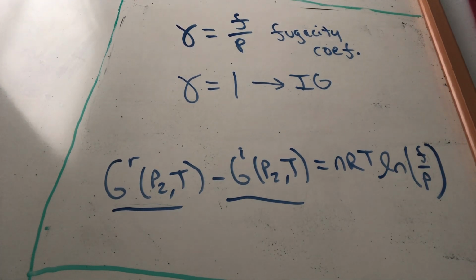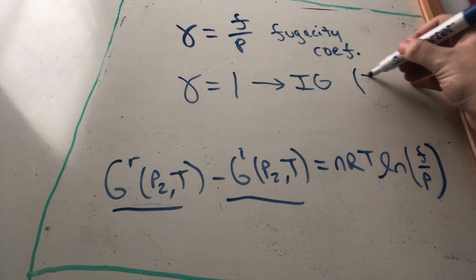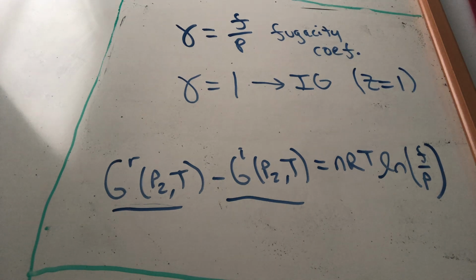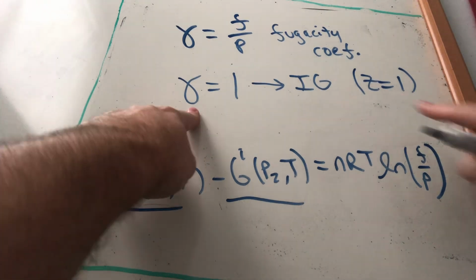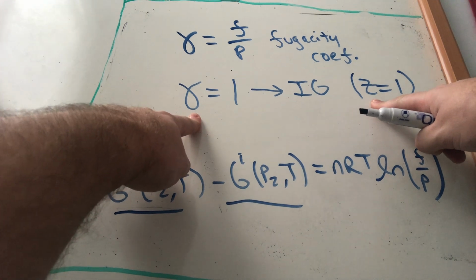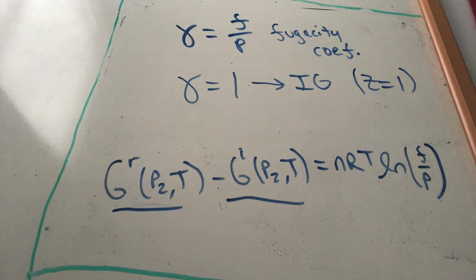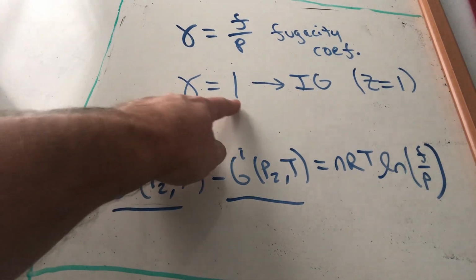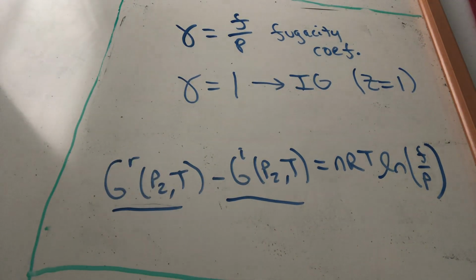This sounds a lot like Z. You remember Z from earlier in the semester? When Z was equal to 1, we had an ideal gas, right? Now, gamma and Z are not the same. They're measuring something different, okay? But that convention that we established earlier applies here. When Z equals 1, we knew we had an ideal gas. Well, when gamma equals 1, we have an ideal gas as well.